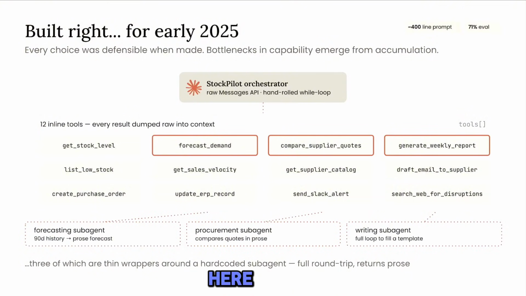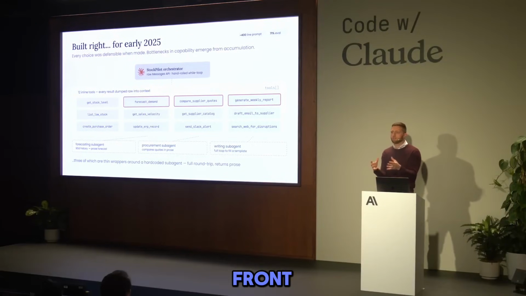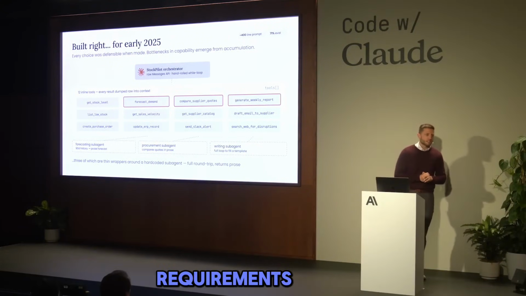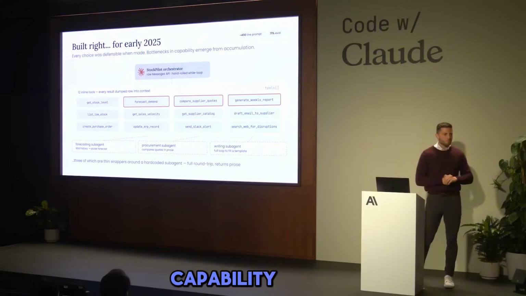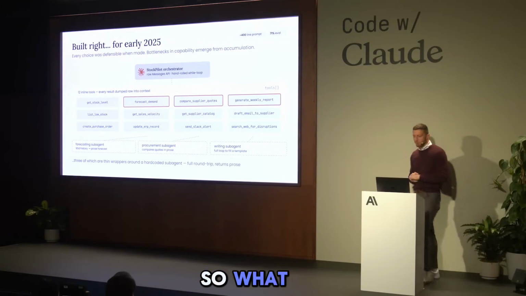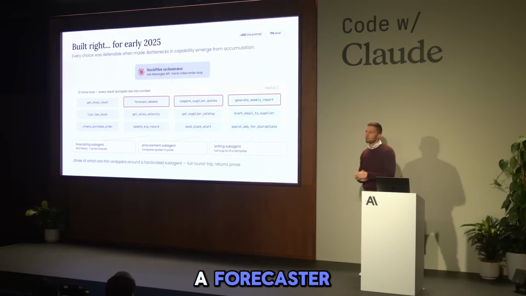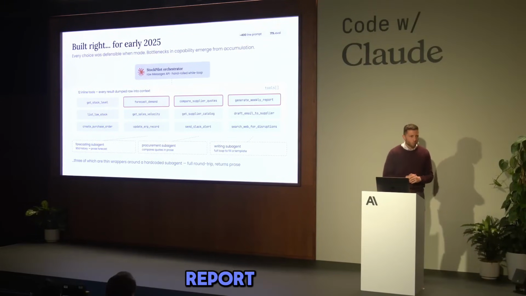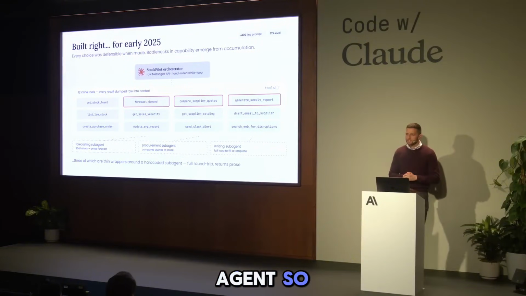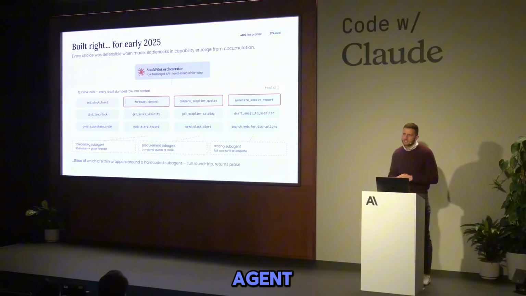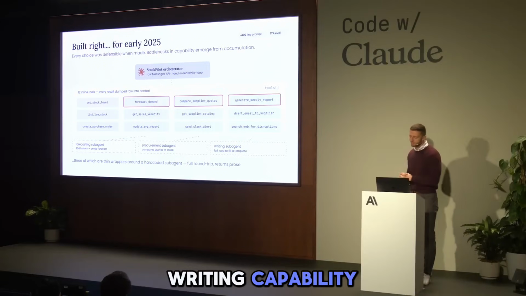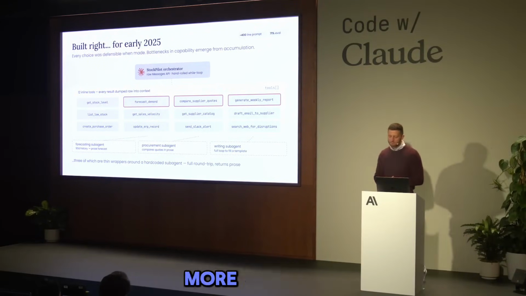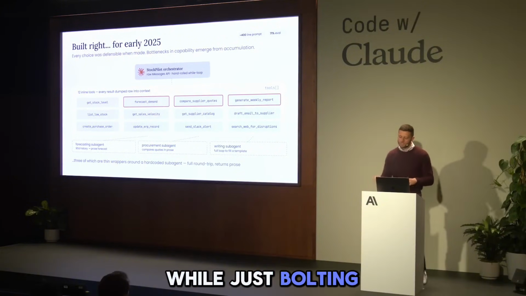So let's imagine how we got here for a moment. Again, we built that agent up front to solve a really specific problem. We received business requirements to say add maybe some forecasting capability to our inventory management agent. So what we decided to do was essentially just spin up a forecaster as a sub-agent. Again, later on, we received more requirements to add report writing capability to our agent. So we decided to add another sub-agent for that report writing capability.